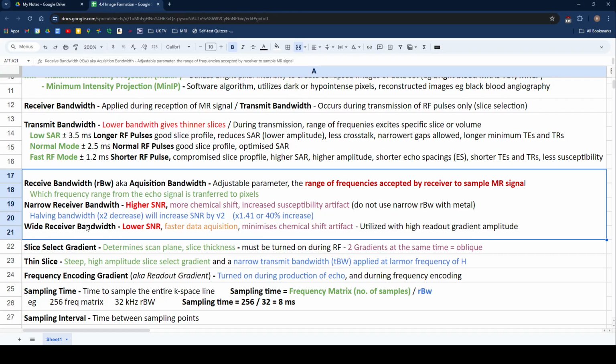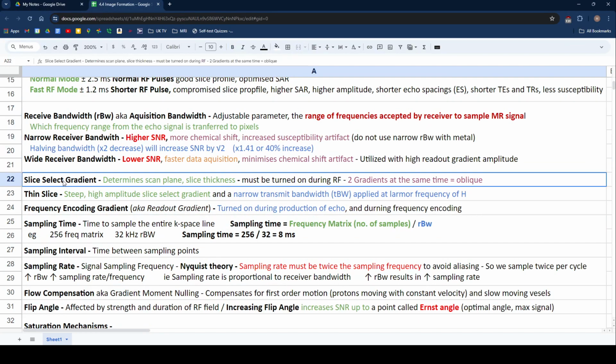A wide receive bandwidth has a lower signal to noise and faster data acquisition, minimizing chemical shift artifacts, and is used with a high readout gradient amplitude. Slice select gradient determines the scan plane and slice thickness. It must be turned on during the RF pulse. If you have 2 gradients at the same time, it's an oblique slice.